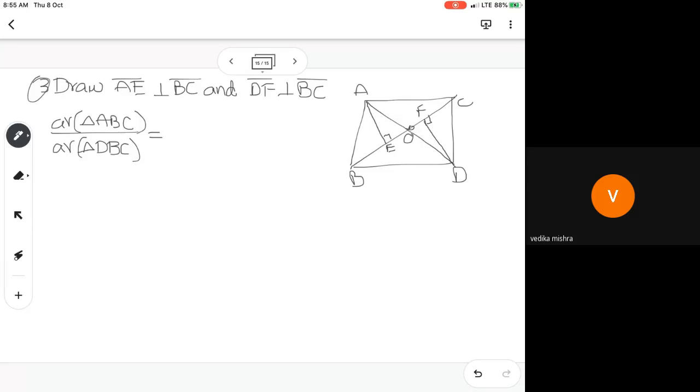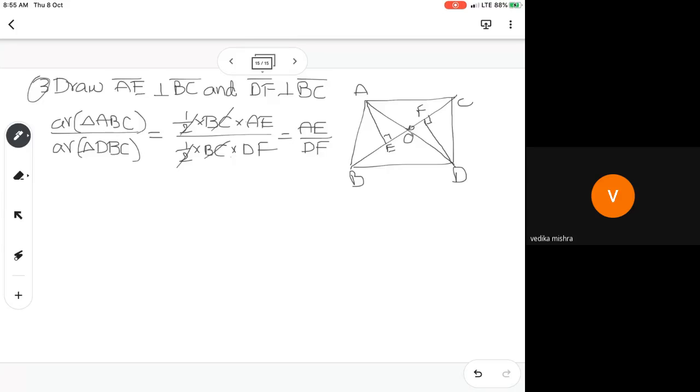Area of the triangle formula is half into base into height. Half into base is BC and height is AE, divided by half into base BC and height DF. So the half and BC get cancelled, and you are going to get AE by DF.